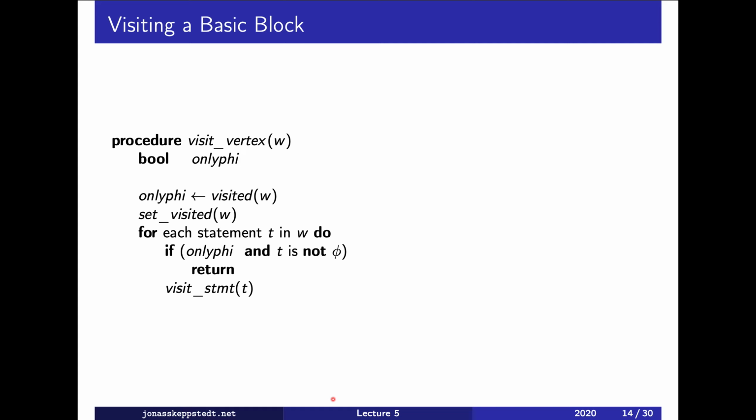We visit a basic block. We check if it's the first time, and if it is the first time, we only process the phi functions. So we process each instruction, or statement, at a time, and if it's not a phi function and we should only visit the phi functions, then we return. And why can we do it like that?